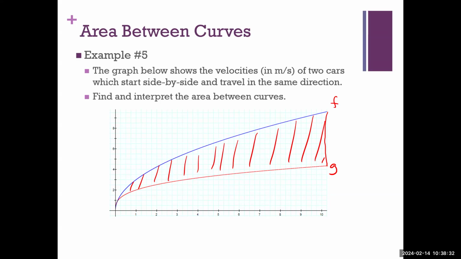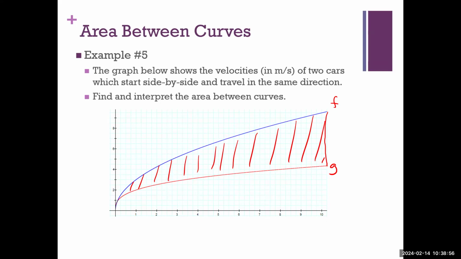And velocity is a rate of change of distance or displacement. If they're traveling in the same direction and they're starting in the same place, then displacement and distance are going to be the same thing. But yes, the area between those two curves is going to be how much further the blue car has traveled than the red car.